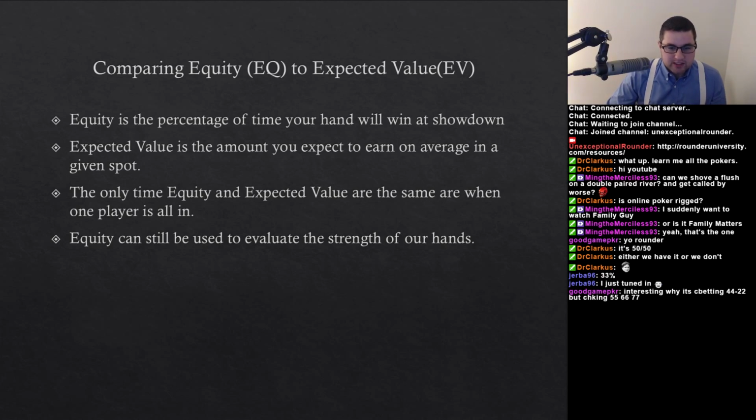But equity can still be used to evaluate the strength of hands. There's really no other way to look at a lot of situations, so you need to be able to use some poker software, or calculate by hand the equity of different hands, because that gives us an idea of how strong our range or our hand is versus our opponent's hand or range. Again, relatively basic topic, so I don't expect too many questions from most people in the chat.